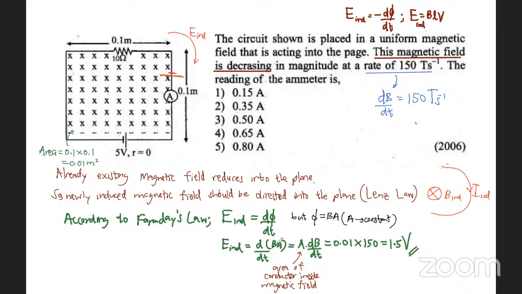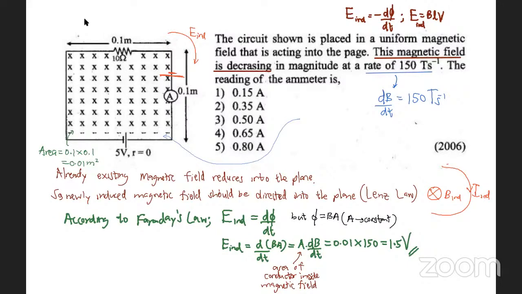We have found the magnitude of the induced EMF, which is 1.5 volts. The current due to this battery is going to go counterclockwise, but the induced EMF is clockwise. We have found it by applying Lenz's law. Now for this circuit, I'm going to apply Kirchhoff's law.